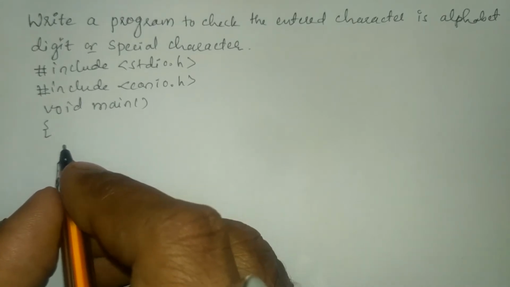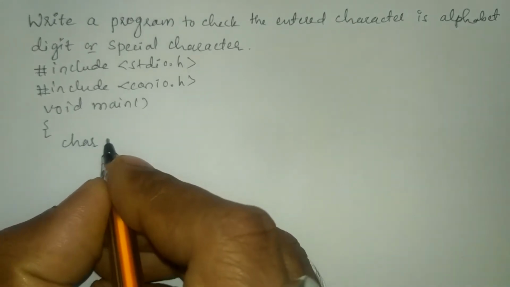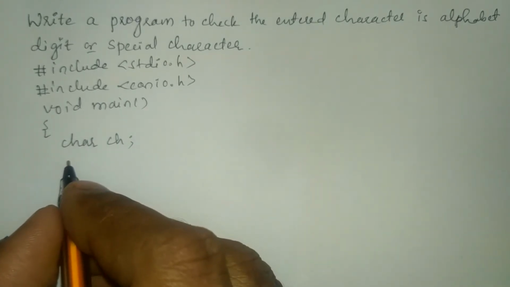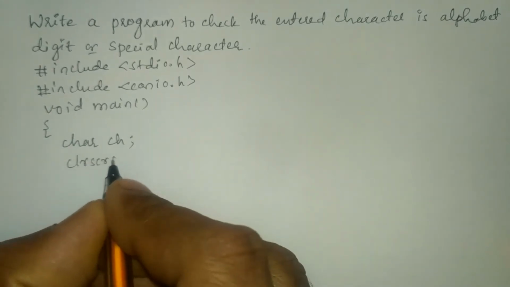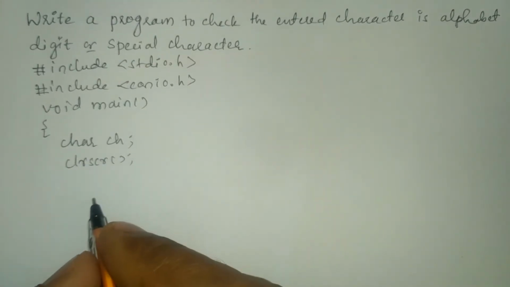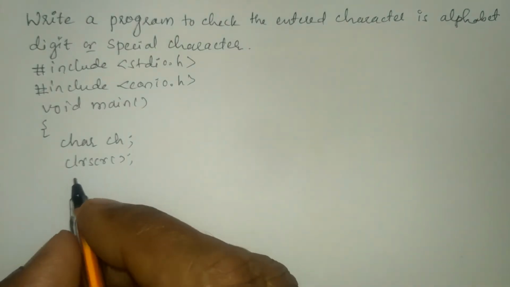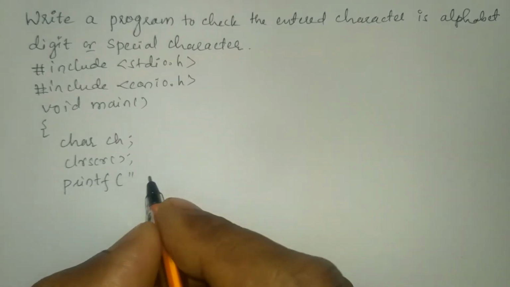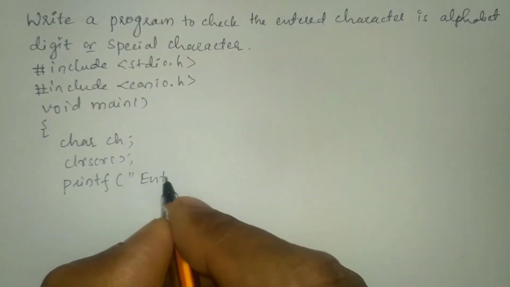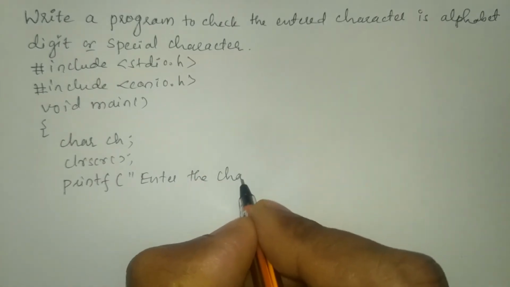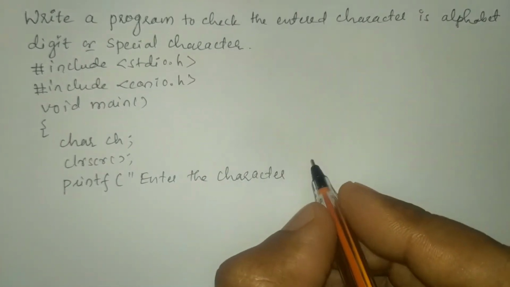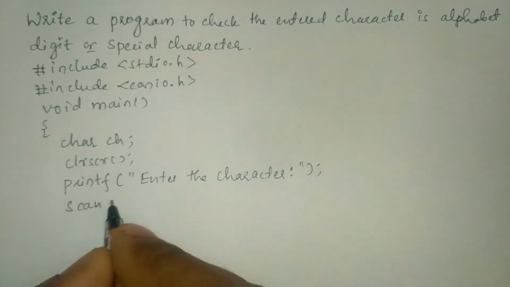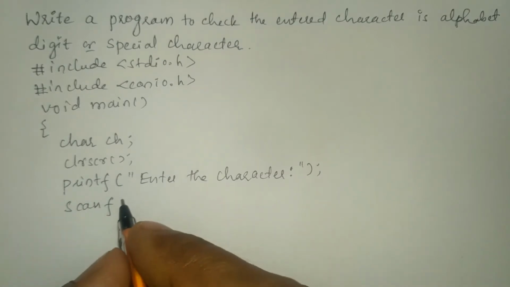of type character. So here I'm going to write the data type char and I'll write the variable name ch. Next I'm going to write clrscr, this function clears the screen. Next we'll ask the user to enter the character using a printf statement. In double quotation marks, I'm going to write "Enter the character".